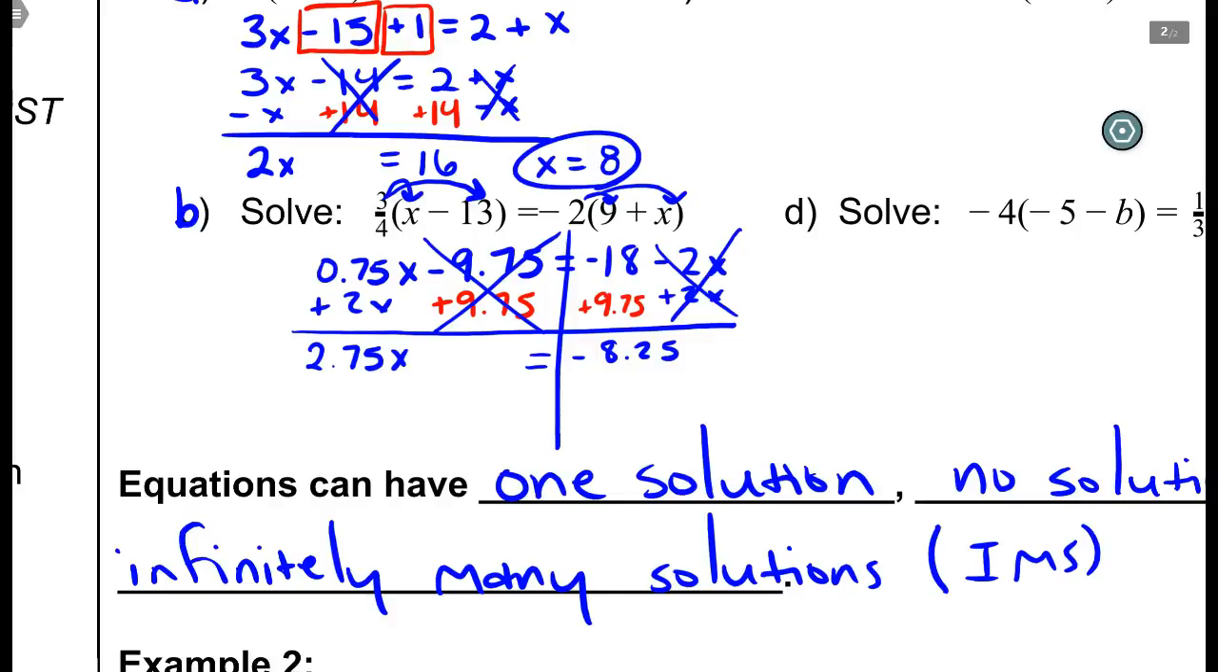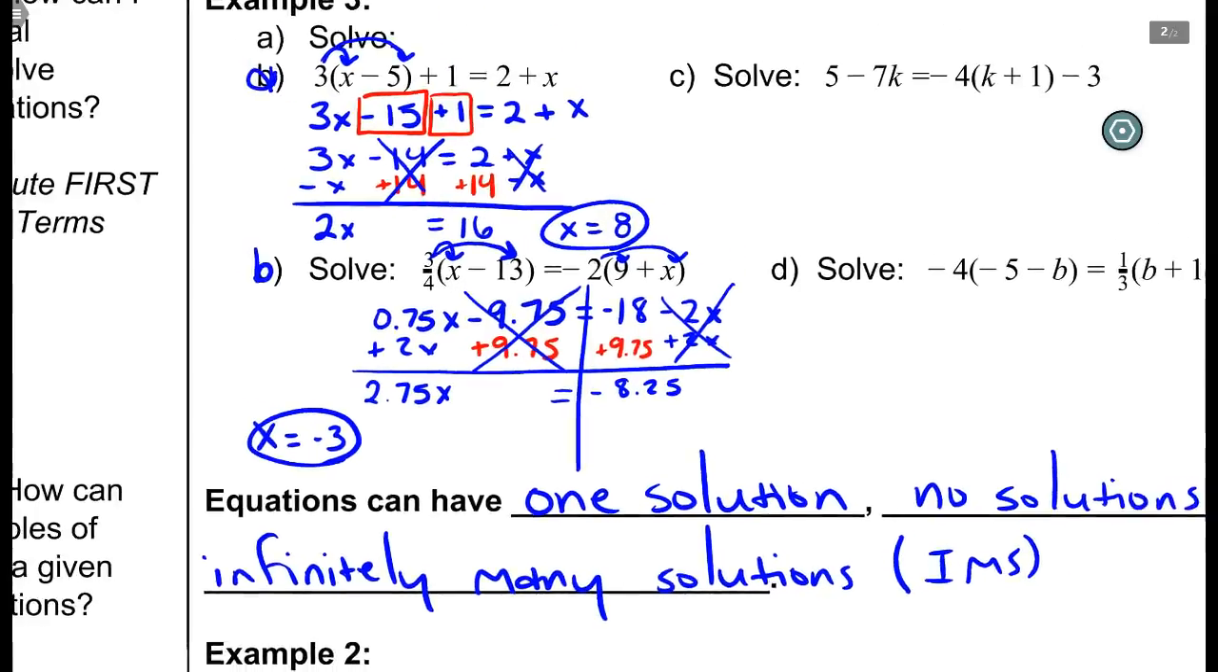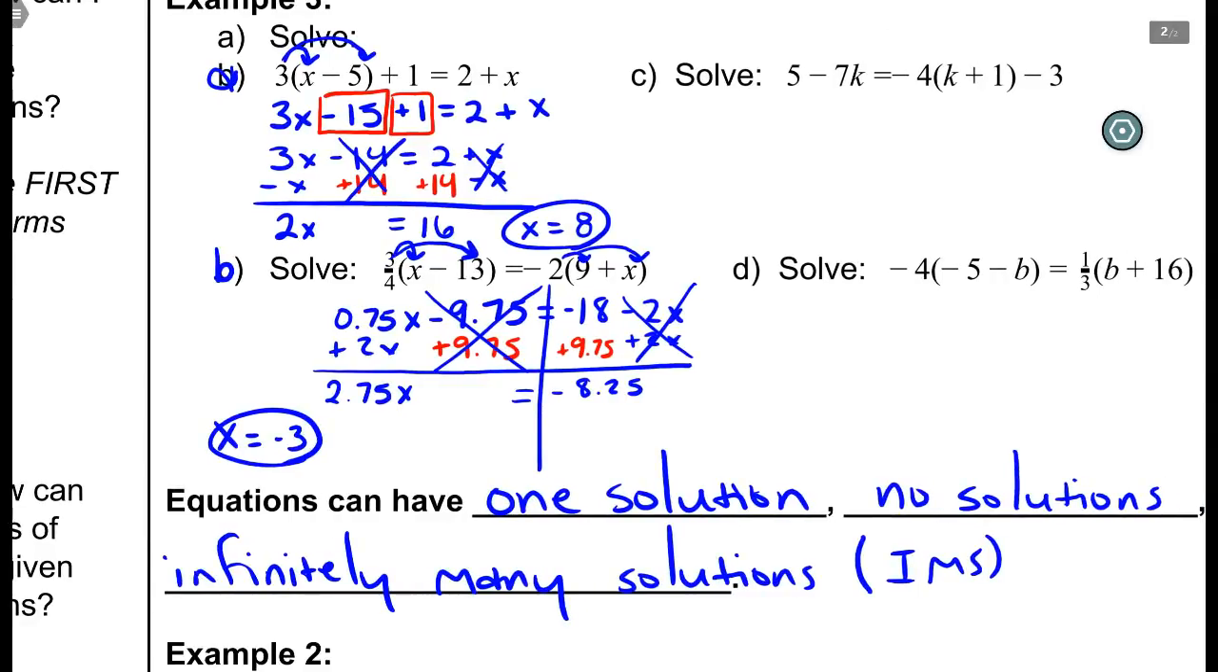Okay, so we'll divide both sides by 2.75. And we get a value of x equals negative 3. Okay, so even though there are fractions here, which we converted to decimals, it's still the same process. Take it slowly. There's nothing really new here. I'm going to leave example C and D for you to do, and you can get those checked off by me.